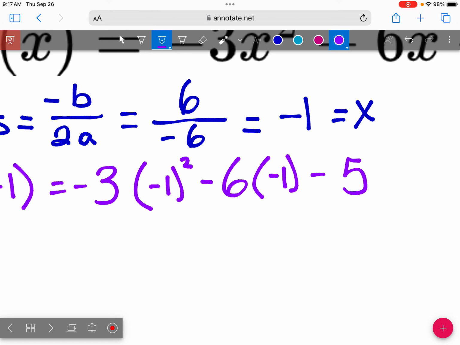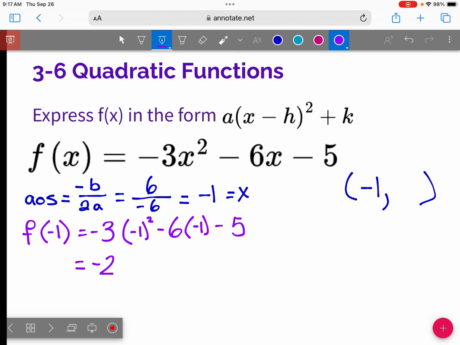All right, so what's going to happen? What are we going to get? Either finish it or give me your answer. What do you get? Negative 2 as our y value. I'm like, where are y'all getting negative 1 from? As our x value, negative 1, negative 2. There we go. So our y value is negative 2.